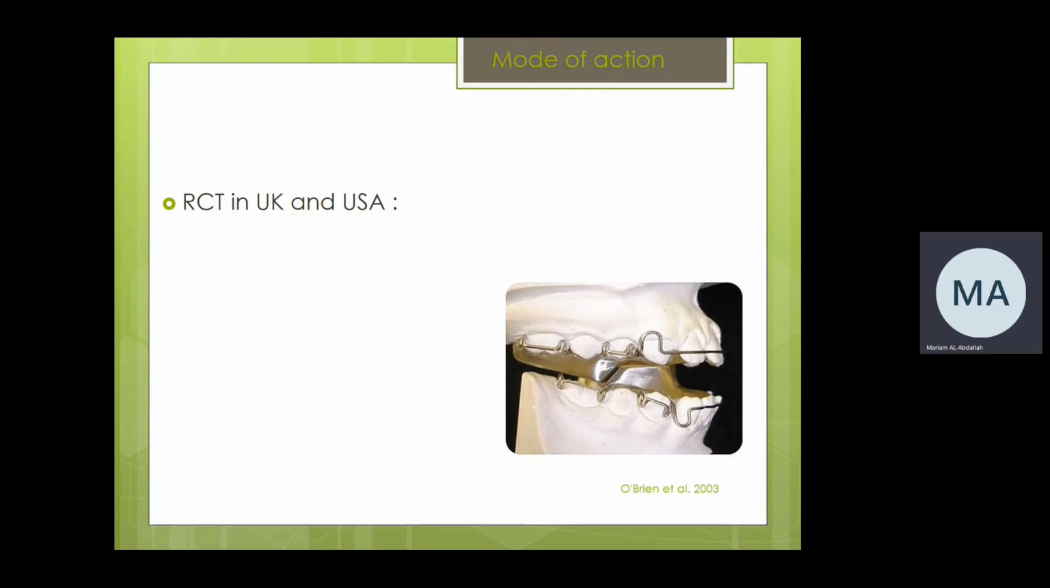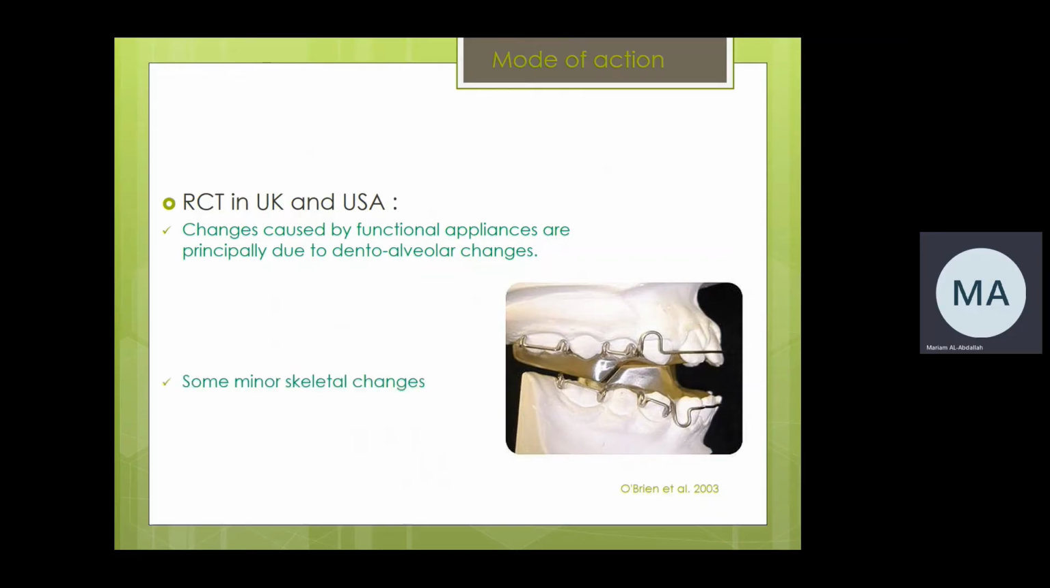But we had randomized clinical trials that were carried out in the USA in the late 1990s and in the UK mainly in 2003 by O'Brien. And these randomized clinical trials looked at the efficiency of the use of functional appliances, what exactly happens to the occlusion. And they found that the changes caused by the functional appliances were mainly due to dentoalveolar changes and, to a lesser extent, to skeletal changes.